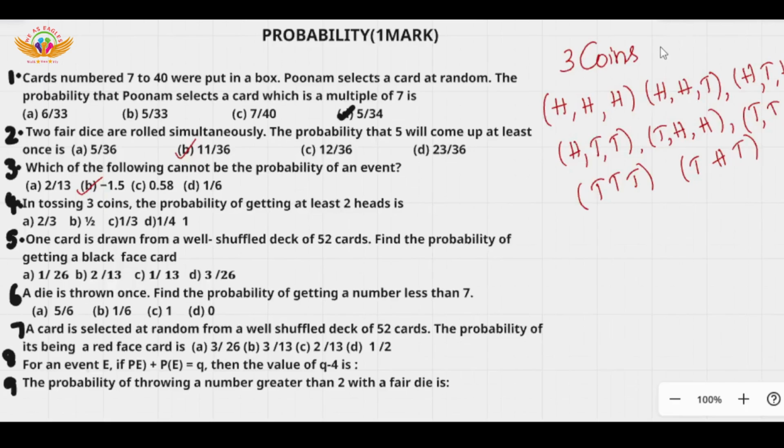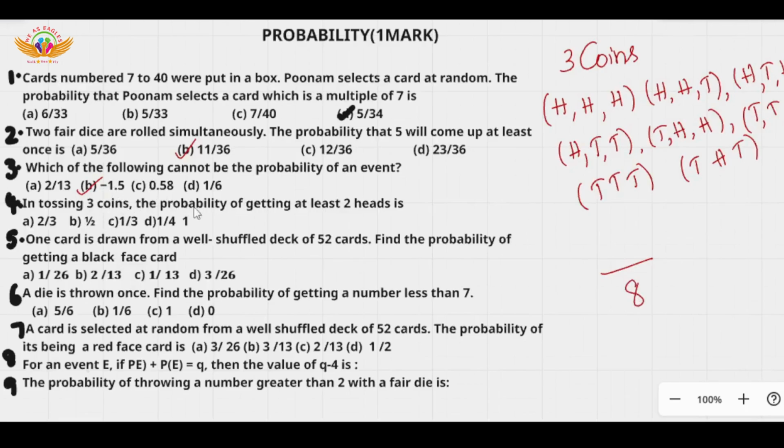So you remember that for one coin, how many total outcomes will come, for two coins, how many will come, and for three coins, how many will come. For three coins, the total number of outcomes we are getting is 8. Okay, done. And let us see what the question is.